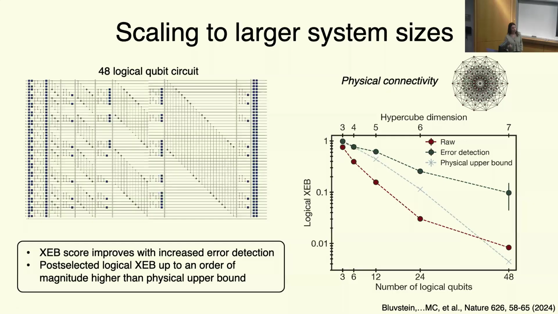Furthermore, it's working so well that our sampling score that we get with logical qubits and using error detection is better than the best we could do with physical qubits. So already we're seeing a benefit to doing encoded computation on our logical qubits, which is pretty cool.